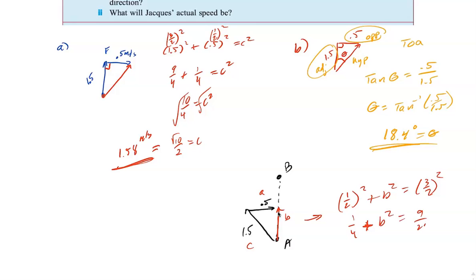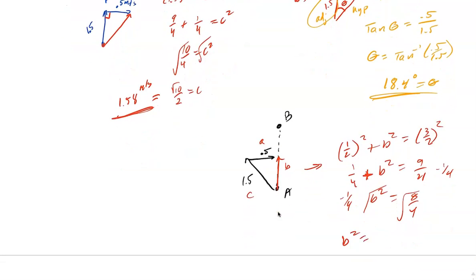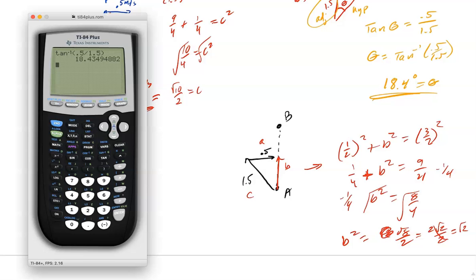That is 9/4 minus 1/4, which is 8/4. So b squared equals 8/4, and I get b equals the square root of 8 over 2, or 2 root 2 over 2, which is just root 2. In a calculator, root 2 is like 1 point something. Square root of 2 is 1.41. Not degrees, sorry. So that's my actual speed. It's going about 1.41 straight ahead, since he has to overcorrect with the speed. That's the video.